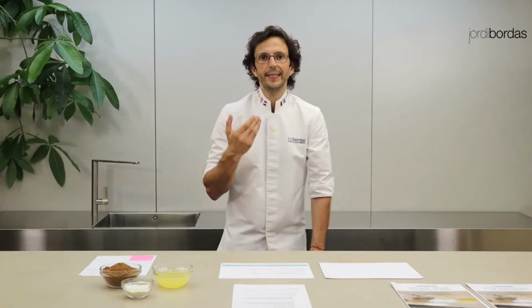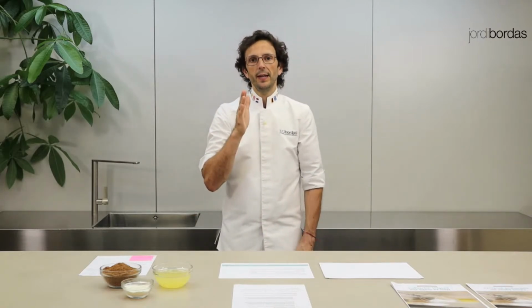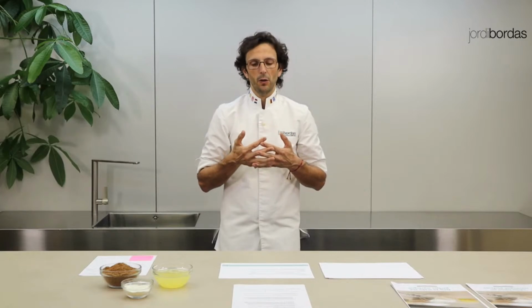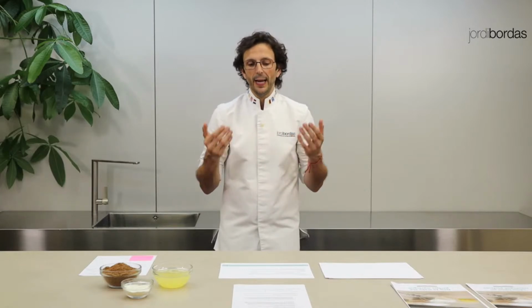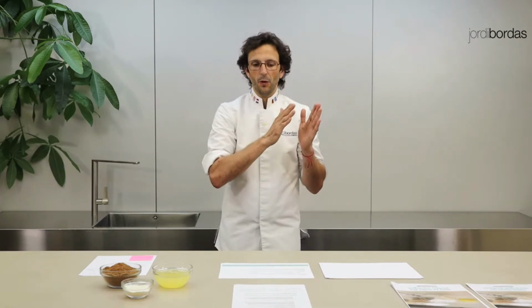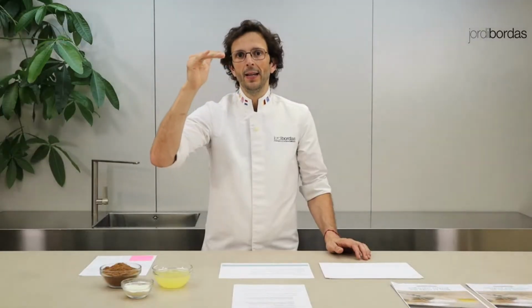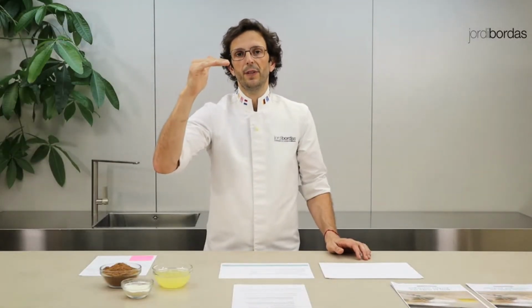The solution is to use native inulin in team with oligofructose or allulose. That means that instead of using 40% of oligofructose or allulose, I'm going to use 20% of oligofructose or allulose, and the rest, 20%, will be native inulin. And you will work in team. That means that you will have 60% of egg whites, 20% of oligofructose or allulose, it depends on the goals that you have in that meringue, and then you will have 20% of native inulin.